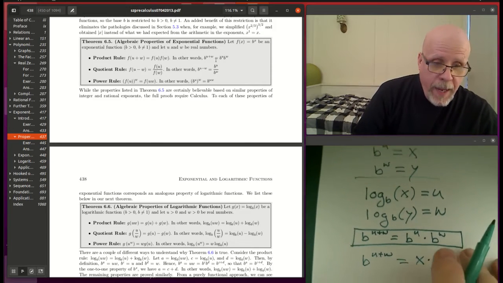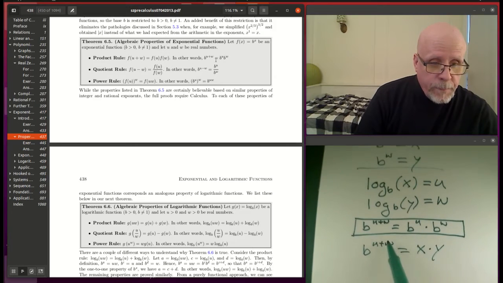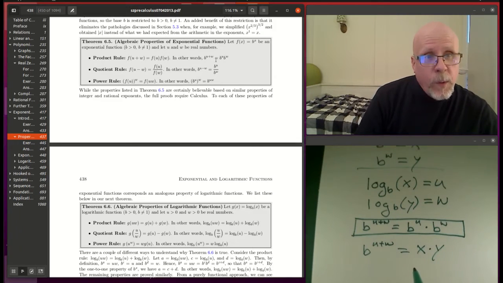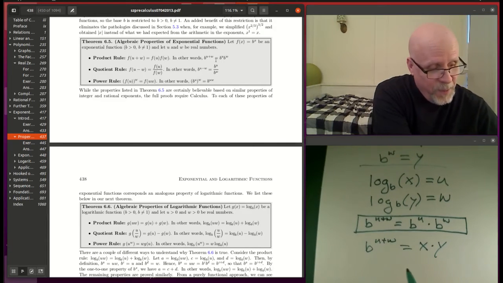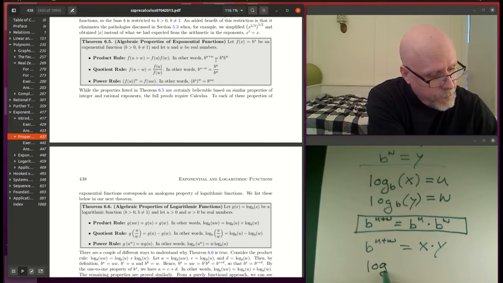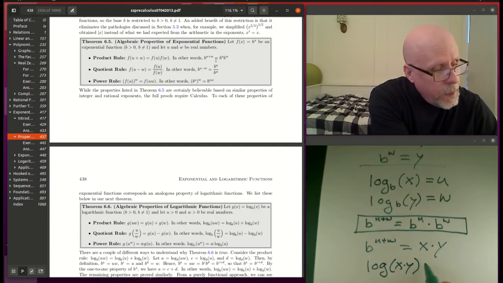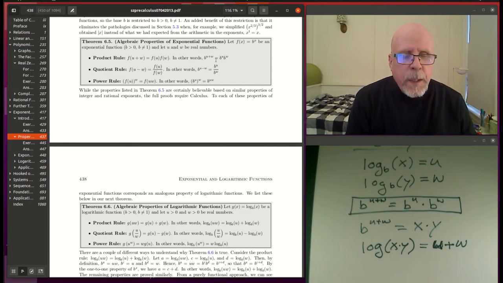Now re-express that in the logarithmic way. Well, this is a certain power on b, which is apparently the power on b that you need in order to get x times y. So if you rephrase that in terms of logarithms, it says that the logarithm of x times y, right? That's equal to u plus w. Why did I write w? I want to say u plus w.